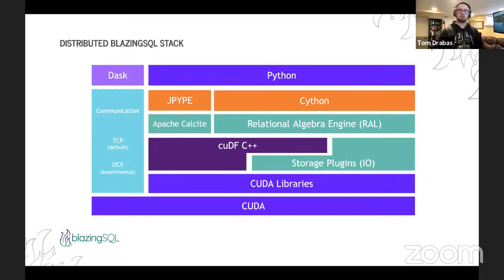On the left-hand side, you see Dask. We use Dask for communication. Right now, TCP is by default. And we are in very advanced works to implement UCX that will enable to use constructs like InfiniBand to communicate between clusters, further taking the speed one notch further.